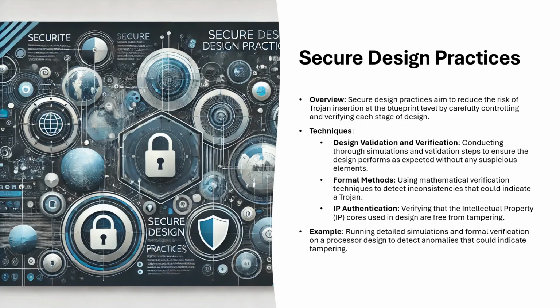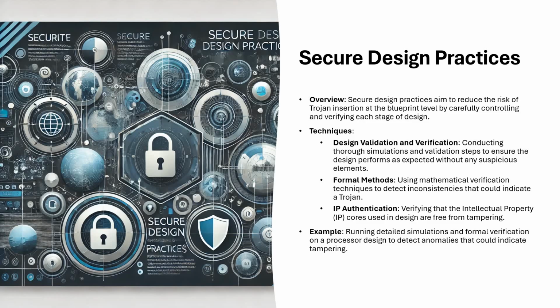So we need to go ahead with thorough simulation, I repeat it. Followed by that, we need to have proper validation steps which can ensure that what we expect is what is there. Second is formal methods. We can use mathematical verification techniques. It's always supportive, and mathematics is going to handhold us even here. The mathematical verification techniques can be used to detect inconsistencies that could indicate a Trojan. Thereby, we can eliminate it.